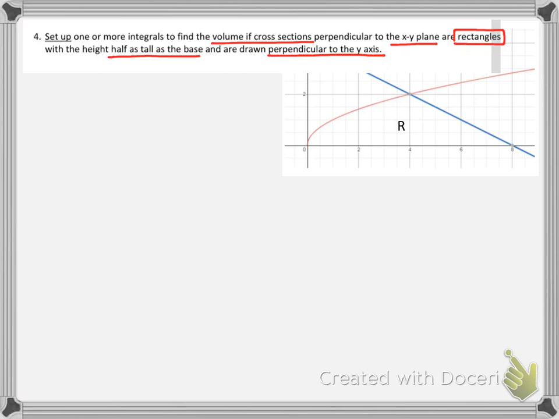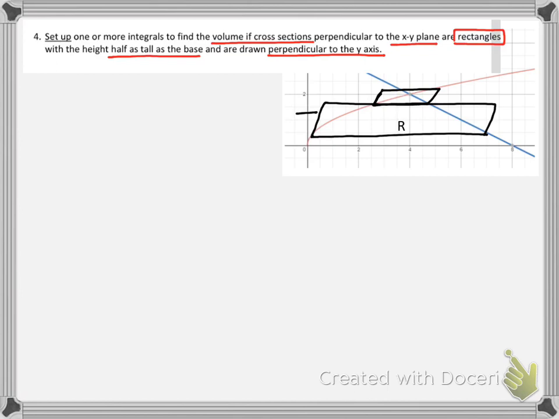coming up out of the paper, but perpendicular to the y-axis this time, would be this kind of rectangle where it's half as tall as it is wide. Here would be one of the longer ones. And so we are going to sum up all of these rectangles.